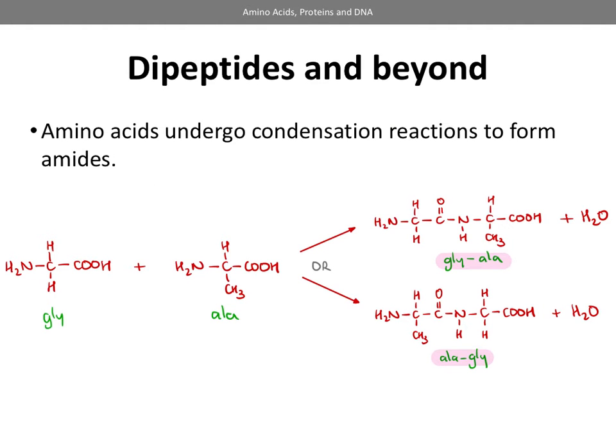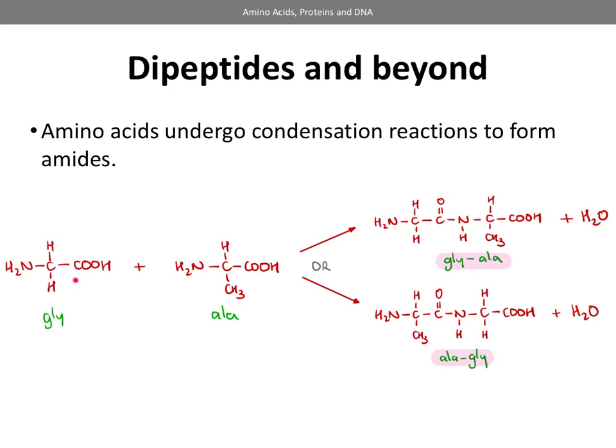Now, I mentioned at the beginning that this topic stood on the shoulders of the condensation polymers topic. Amino acids themselves, because they've got the amine and the carboxylic acid group, can undergo condensation reactions and form amides. If we join together 2 amino acids, then that's known as a dipeptide. If we have glycine and alanine, which are the 2 simplest amino acids, there are 2 possible combinations in terms of how they could join.